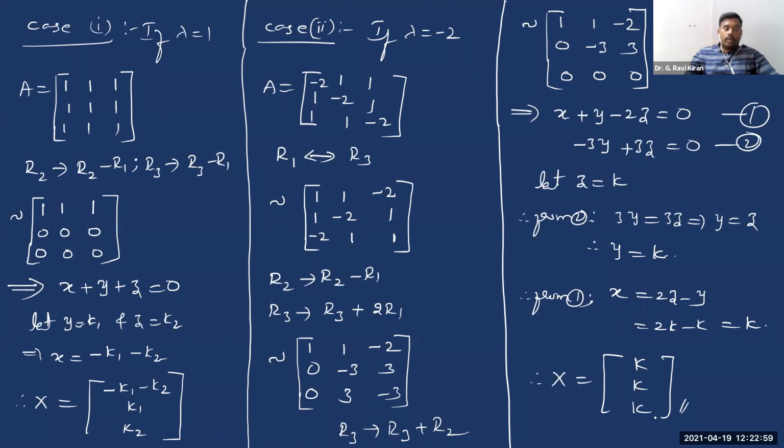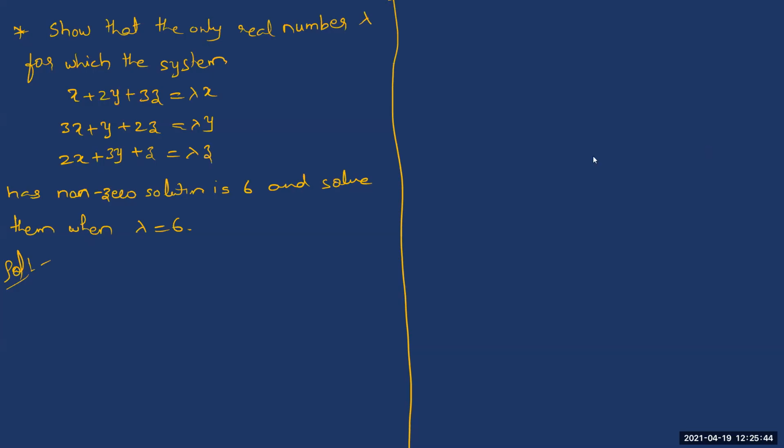Right? So that's how you will get the values of different solutions for different values of k. And this is how you can find out the solution in the case of this homogeneous system of equations. Look at this question carefully, what it is.